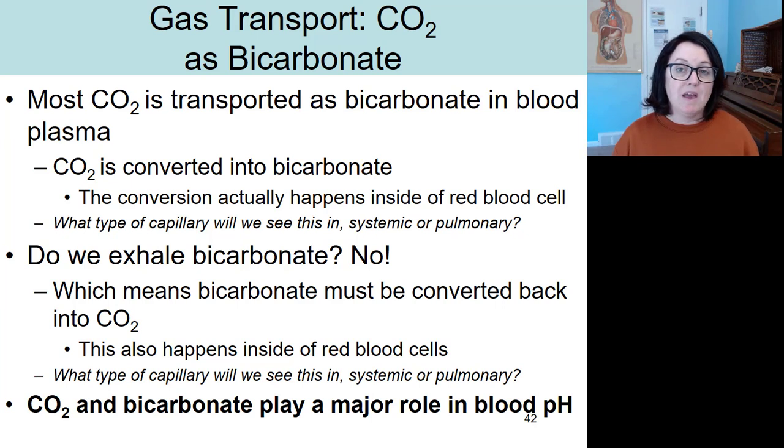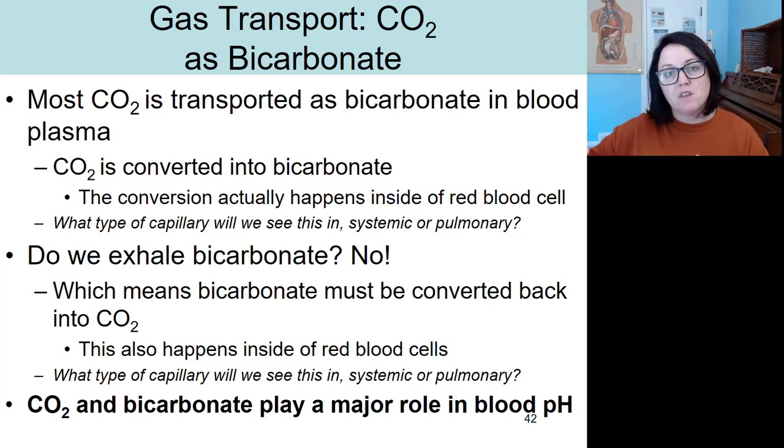If you said systemic capillary, you're correct. Carbon dioxide levels are very high in the tissues of our body, and the carbon dioxide will diffuse into our blood, and once the CO2 is in the blood, it will get into the red blood cells and then be converted into the bicarbonate. The blood leaving the systemic capillaries, heading back to the heart, is always said to be oxygen deficient and carbon dioxide rich. But most of that carbon dioxide is bicarbonate.